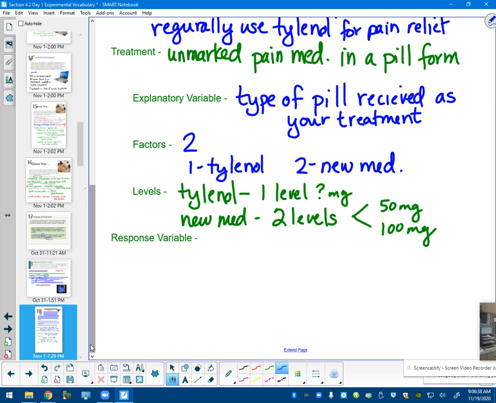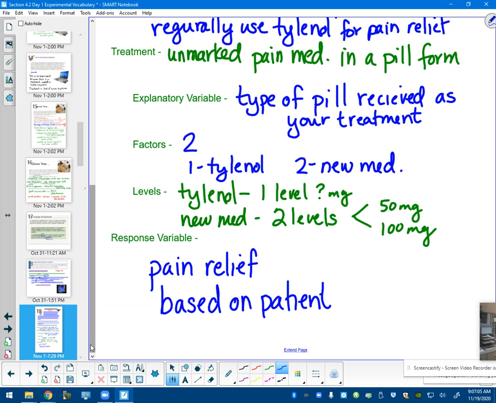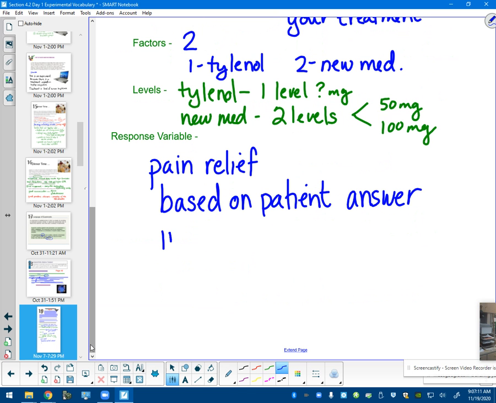And what specifically is the response variable? Pain relief, but how is that recorded? You can't just say pain relief. What's the pain relief? Based on the pain levels. Based on who's, yes, based on patient answer in the post questionnaire. Does that make sense?